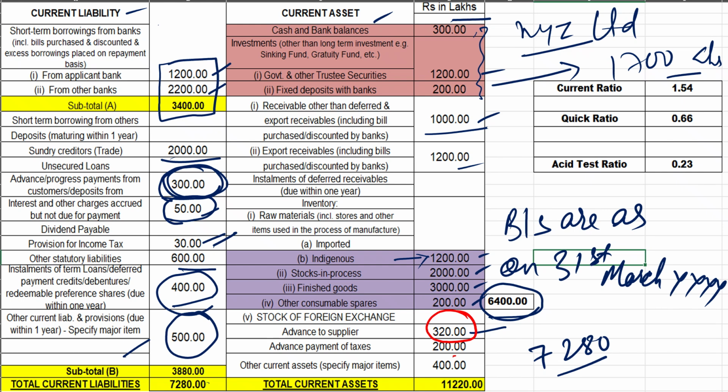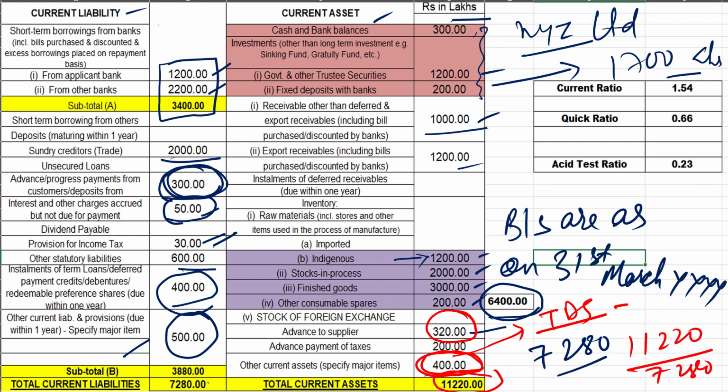Advance tax paid. Mostly in government, when a company deals with other companies, they deduct TDS with the bills. So advance payment of taxes. Other current assets, all other current assets are classified here, and it is 4 crore. So total current assets is 11220 divided by 7280. It will come as 1.54. So 1.33 is the ideal current ratio, and this company's current ratio is close to the ideal, which is good.